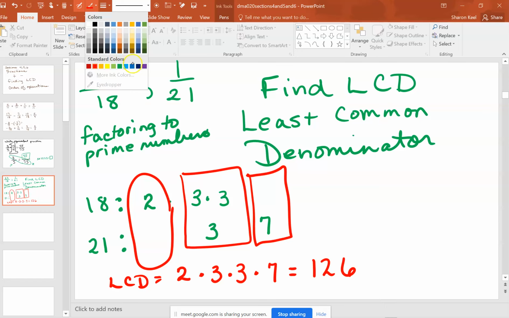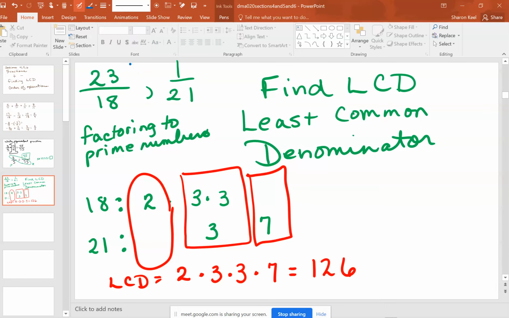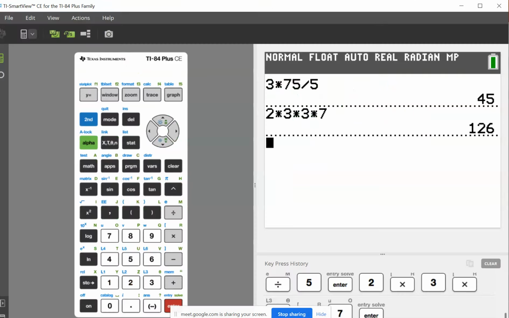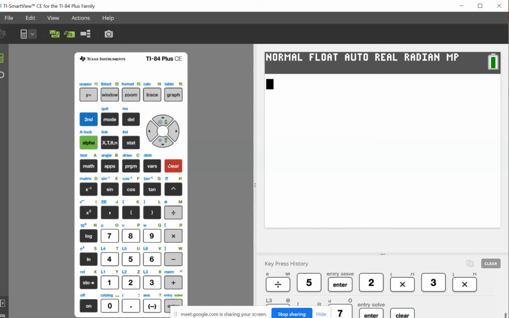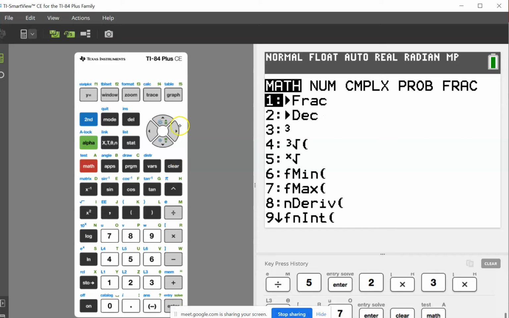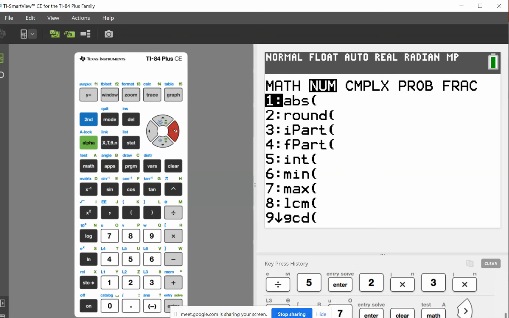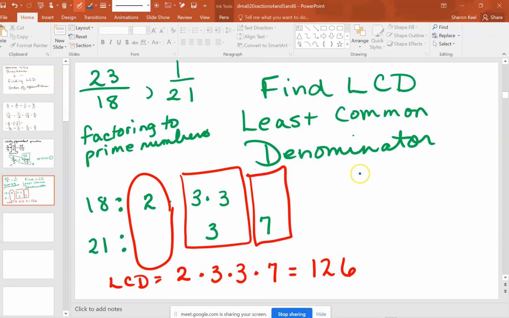Now, let me show you keystrokes of how to do the same thing on your calculator. If you're on your calculator, we're going to press the button Math, and we're going to arrow to the right to NUM. So we're going to press Math. We're going to arrow right to where it has NUM.